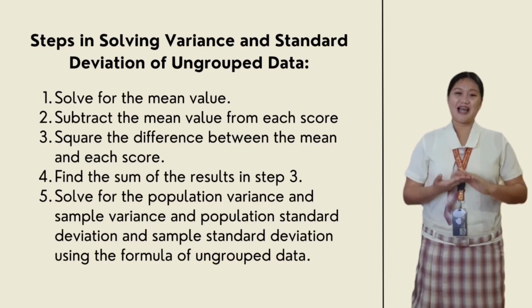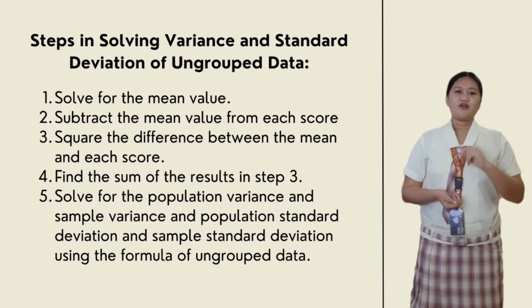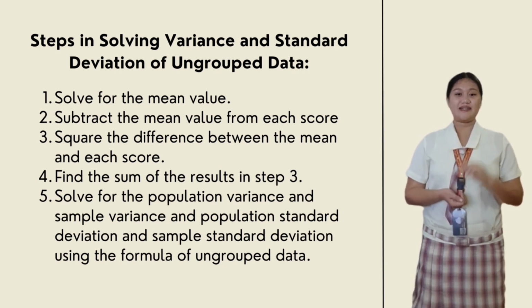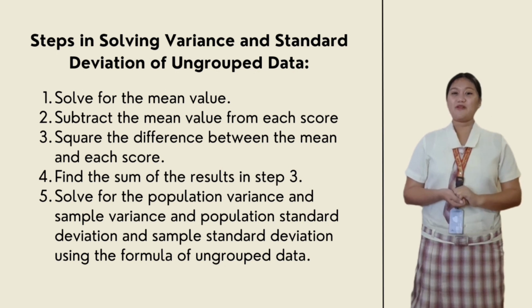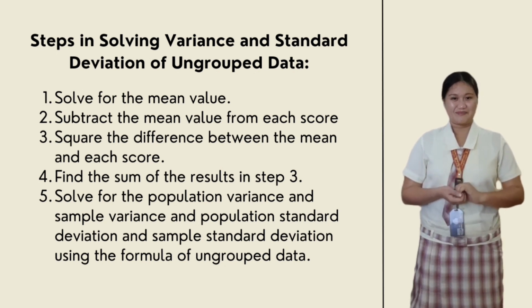And here are the steps in solving the variance and standard deviation of ungrouped data. First, solve for the mean value. Second, subtract the mean value from each score. Third, square the difference between the mean and each score. Fourth, find the sum of the results in step 3. Fifth, solve for the population variance, sample variance, population standard deviation, and sample standard deviation using the formula of ungrouped data.